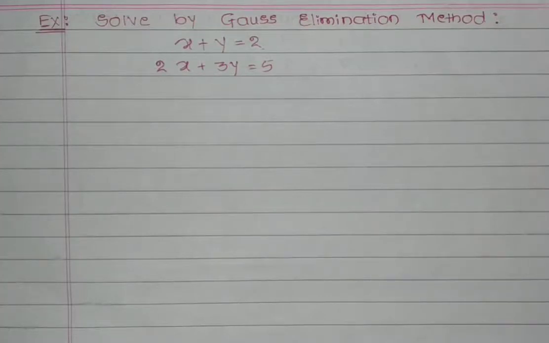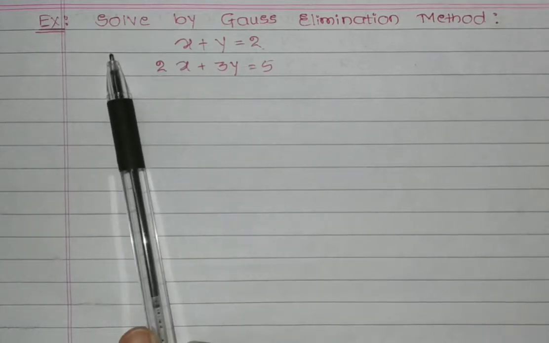Hello everyone. In this video, we'll be solving systems of linear equations with two variables. We'll be finding the solution to a system of linear equations with two variables, that is x and y, using the Gauss elimination method as well as the Gauss-Jordan method. So let us solve the first example using the Gauss elimination method.